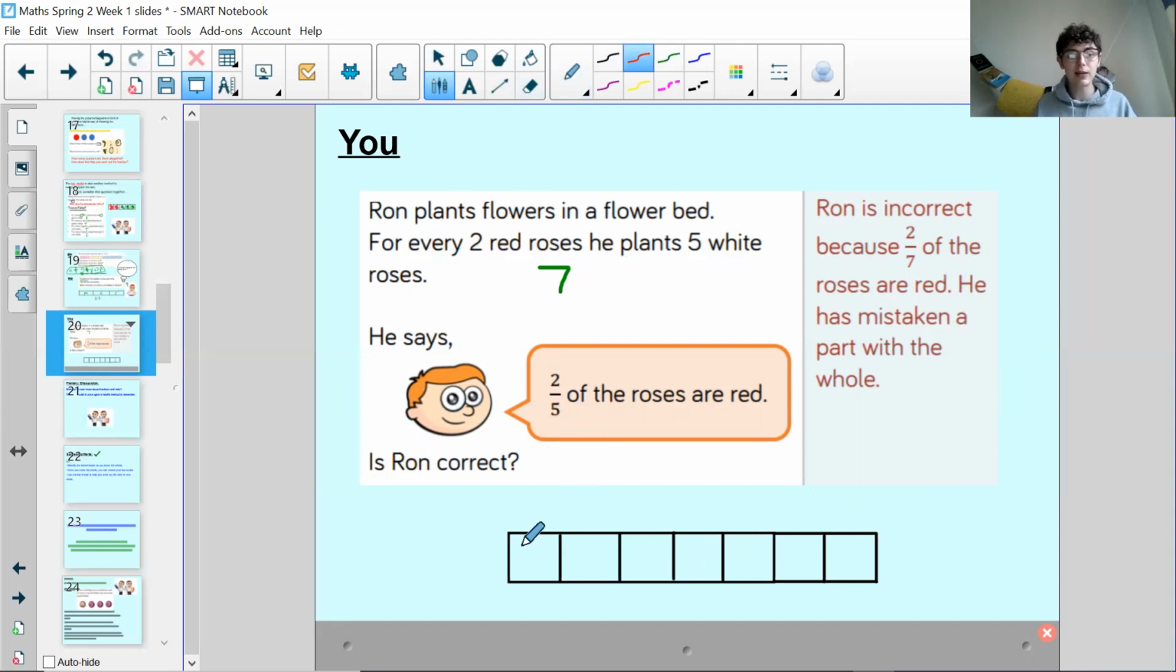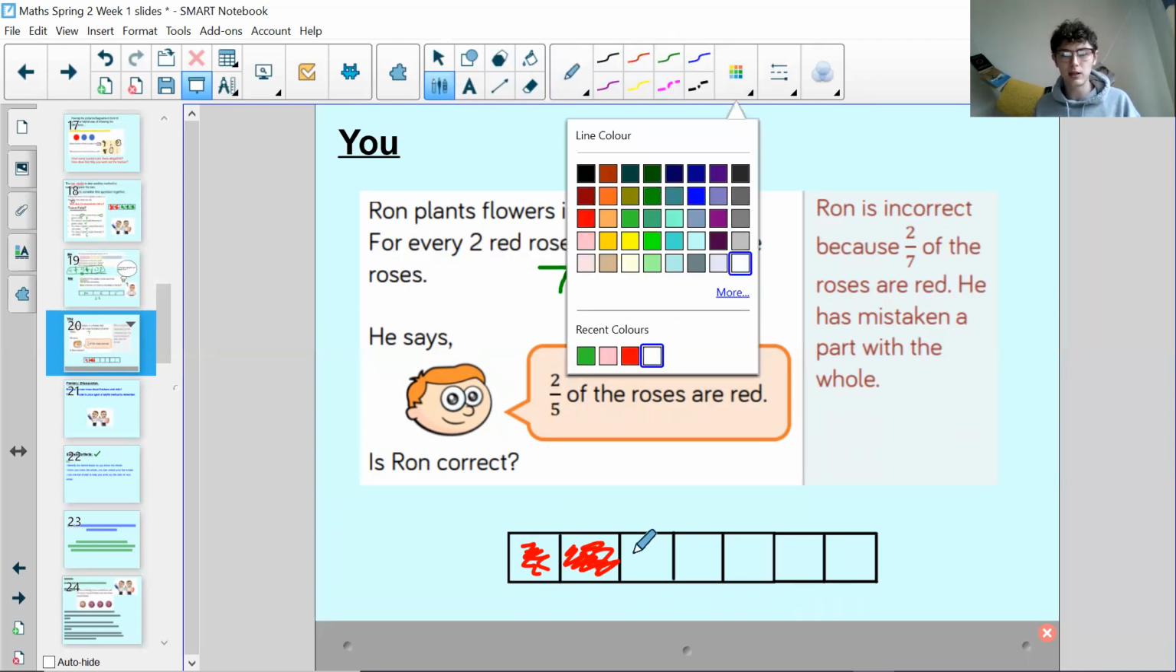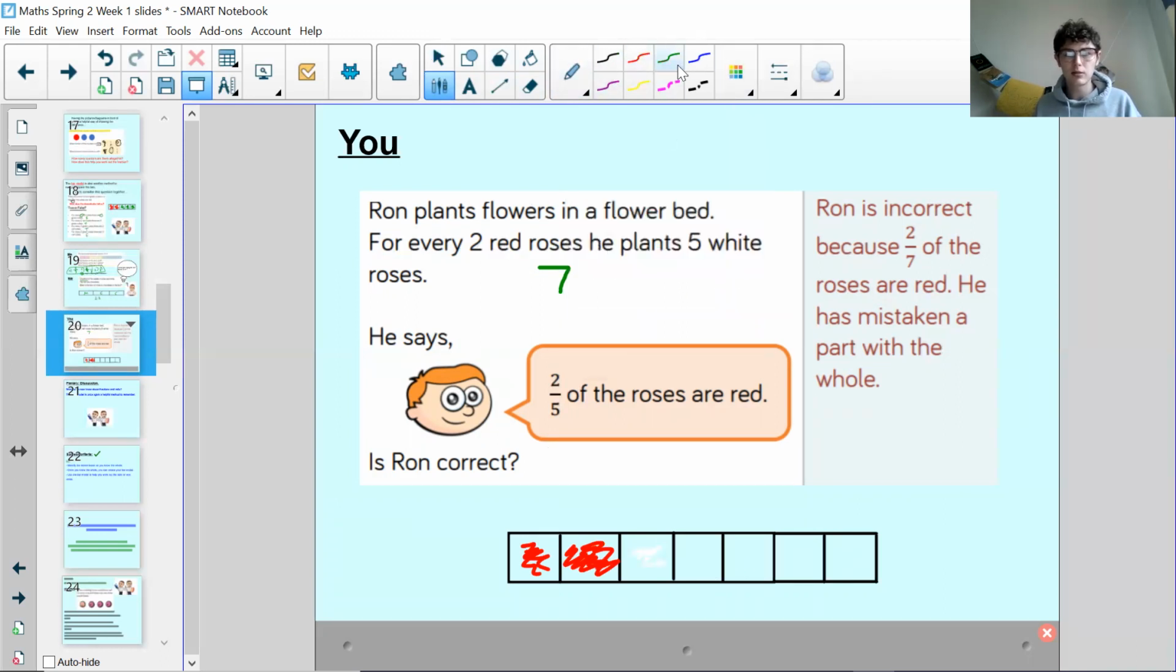Okay, so he says for every 2 red roses, so I'll cover in my 2 red roses, he plants 5 white roses. Oh, I don't have a white color. Here we go. That's rubbish. I'm going to do them green. Okay. So here are his white roses. He plants 5, which is a total of 7. Okay. So he is right that it is 2 of the roses are red, but it is 2/7 of the roses are red, not 2/5. Okay, so well done if you got that.